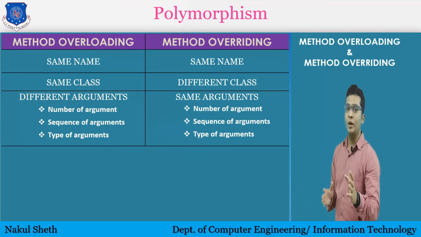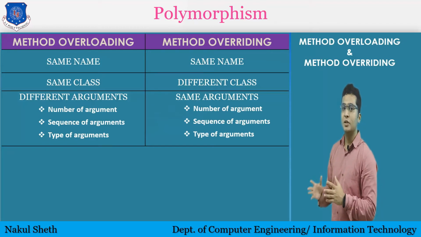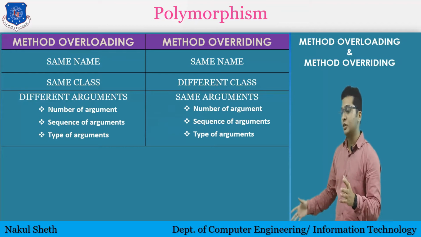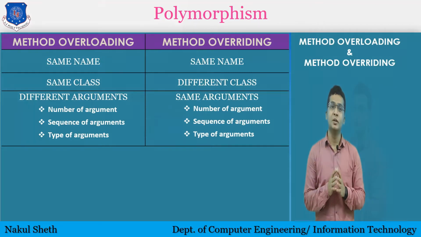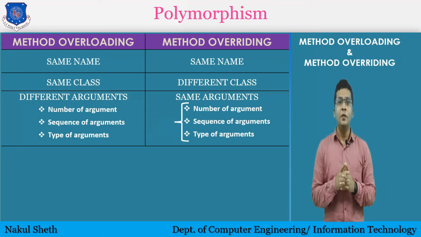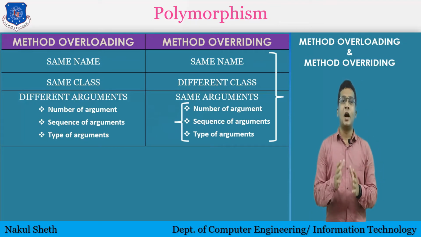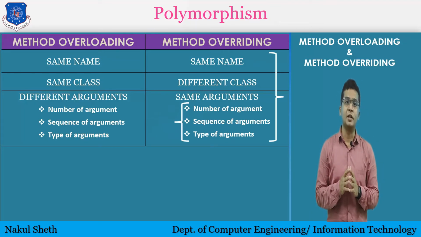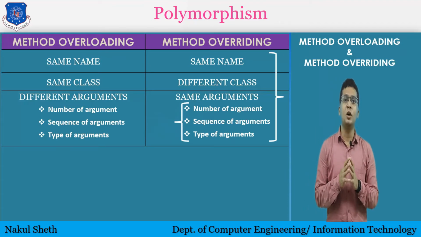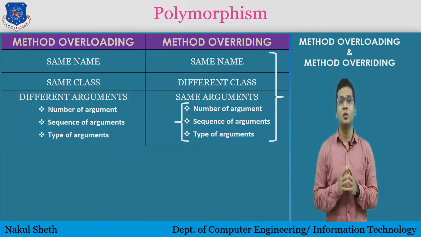There are three different conditions in argument. First is we can make same number of argument. Second, we can make same sequence of argument, and the third one is we can make same types of argument as well. So you can satisfy any of these three conditions, and then I can achieve method overriding in Java. Now in this video I am going to show you how to achieve method overloading programmatically. So let us move to the notepad.